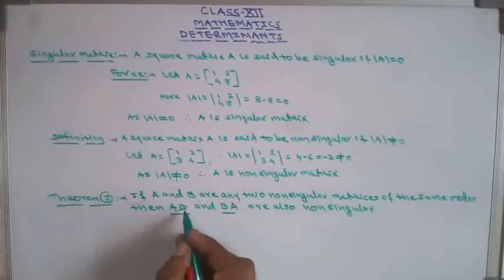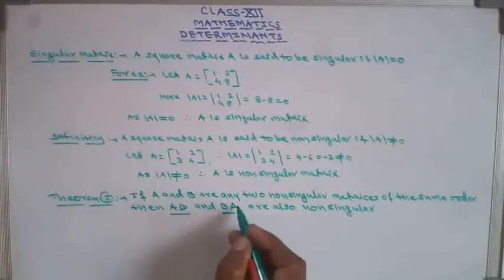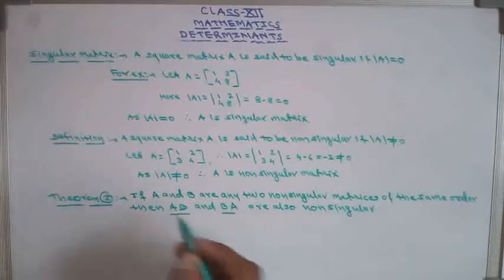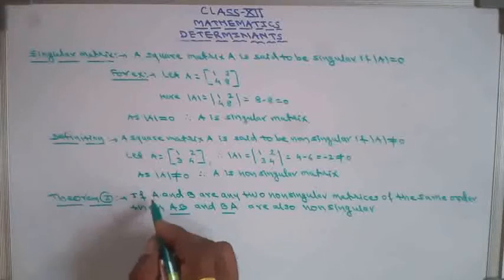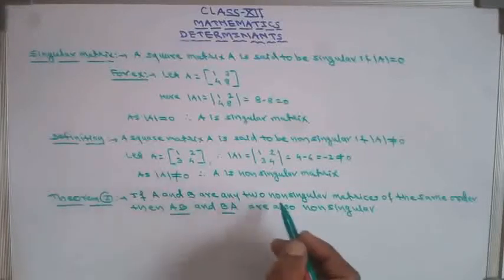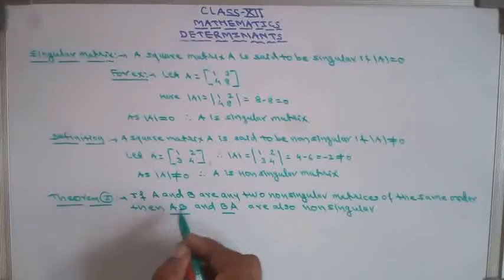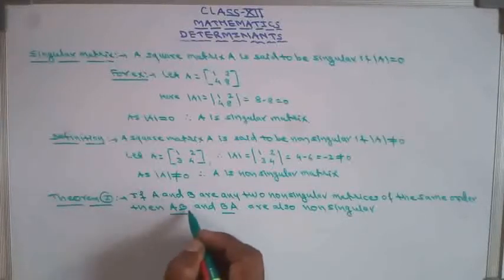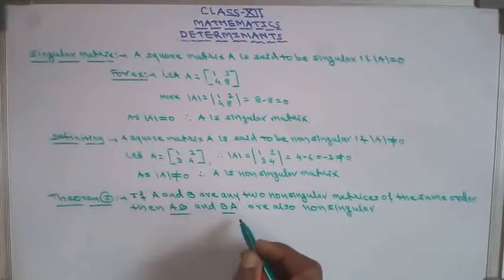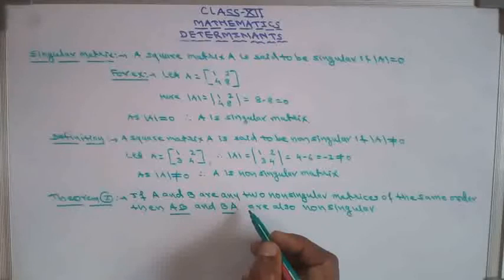So the determinant of the product AB will also be not equal to 0. If A and B are any two non-singular matrices, meaning determinant of A is not equal to 0 and determinant of B is also not equal to 0, then the determinant of AB will not be equal to 0, and the determinant of BA will not be equal to 0 either. So remember this theorem.